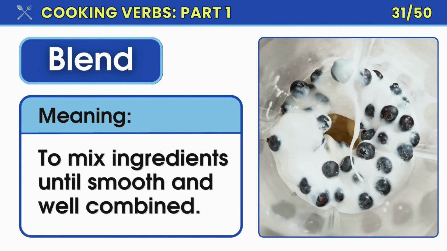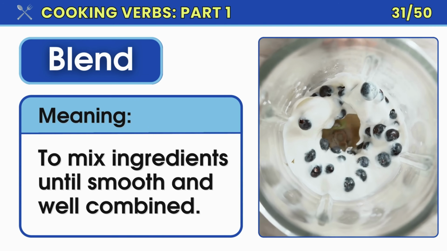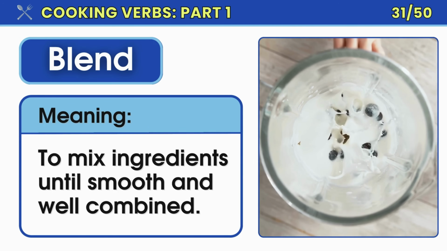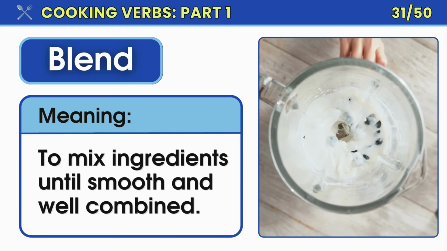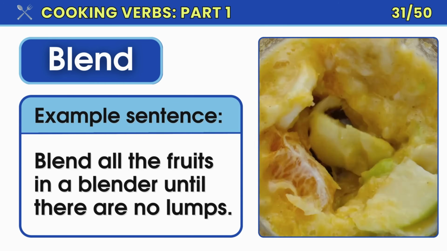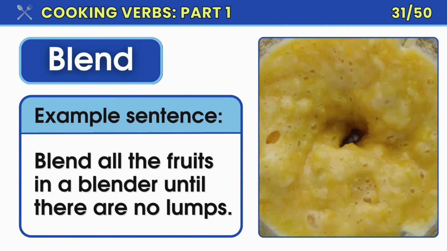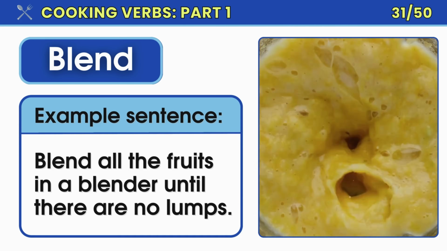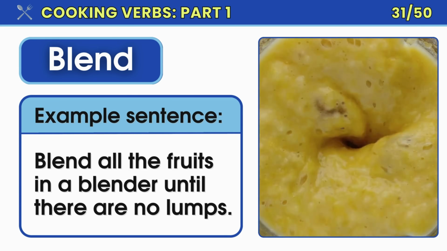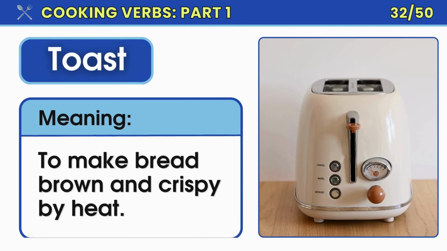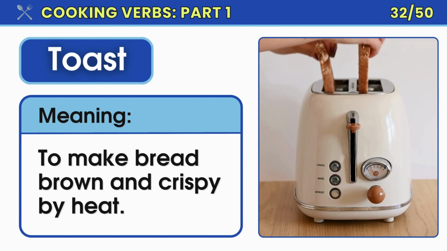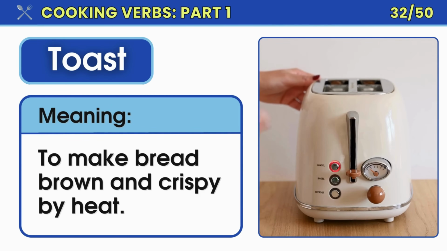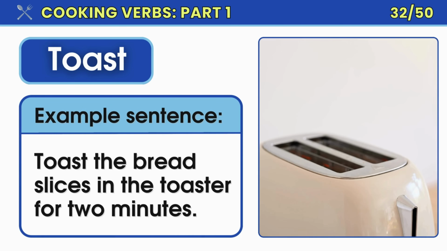To blend means to mix ingredients until smooth and well combined. For example, blend all the fruits in a blender until there are no lumps. To toast means to make bread brown and crispy by heat. For example, toast the bread slices in the toaster for 2 minutes.